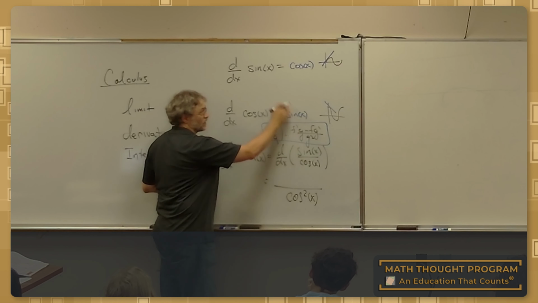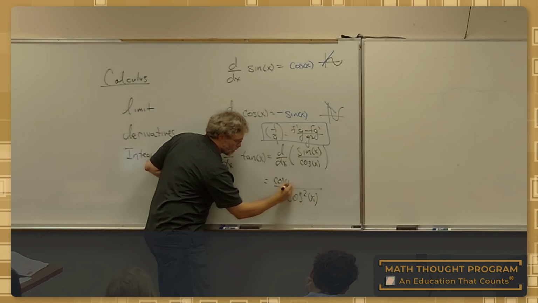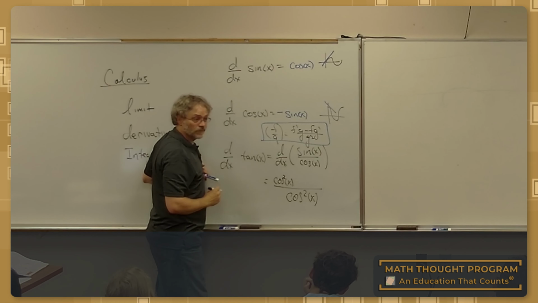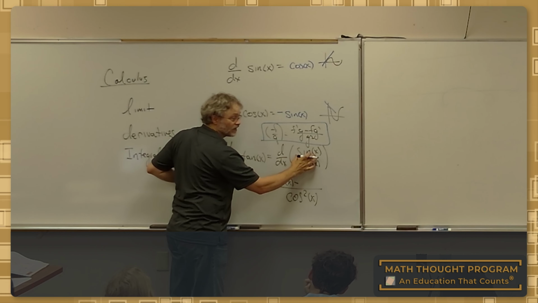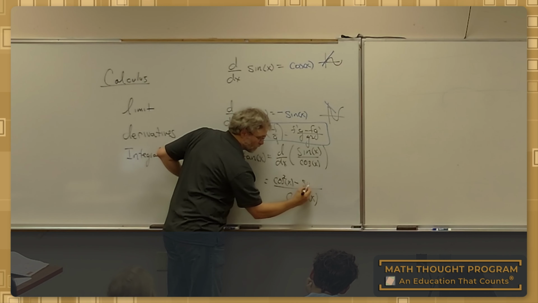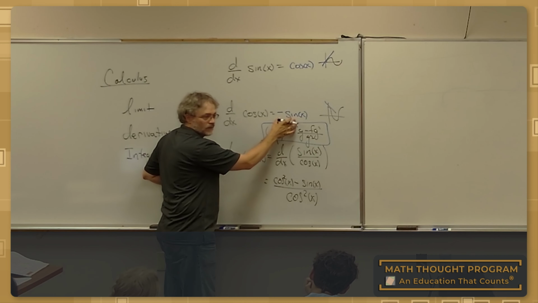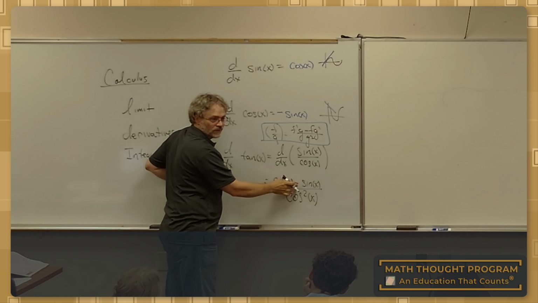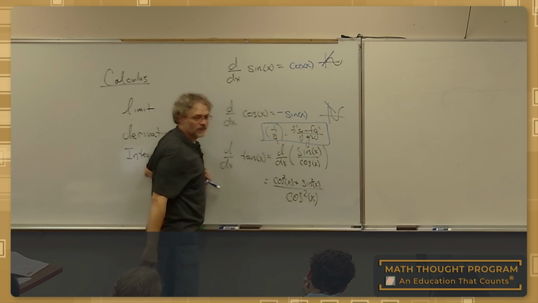Derivative for sine, that's cosine. But cosine times a cosine is a cosine squared. Then I'll subtract off, I'll have sine. And when I take the derivative of cosine, that's going to correspond to a negative sine. But there was one there to begin with. So that makes that a positive sine squared.